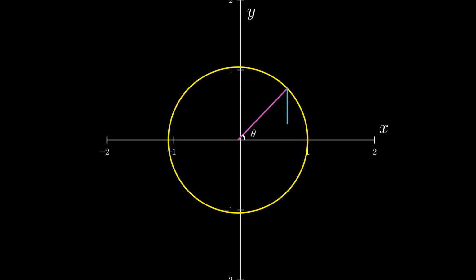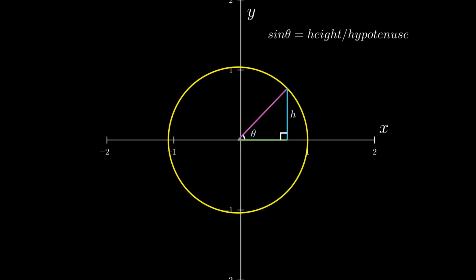We then vertically connect this point on the circle with the horizontal line. Let's call the length of this line as h. Now we see that we have a right-angled triangle. Let's see this right-angled triangle from the angle theta perspective.